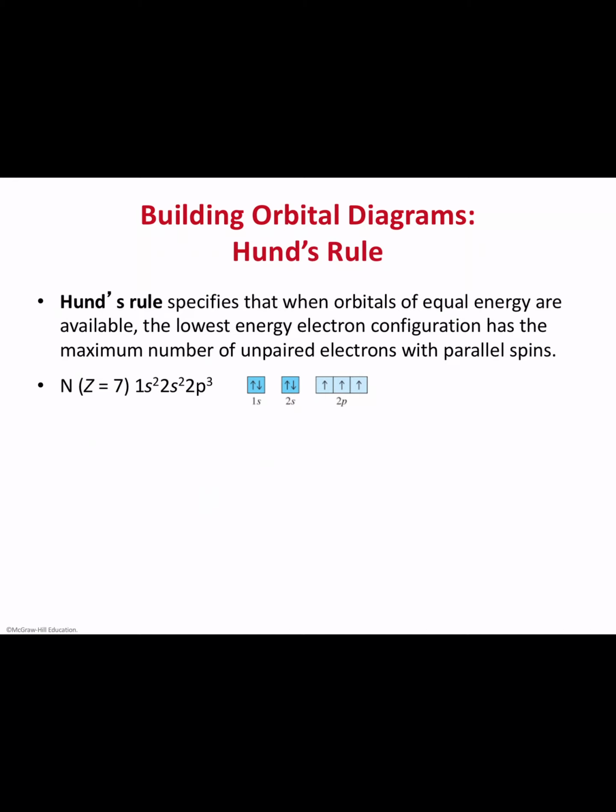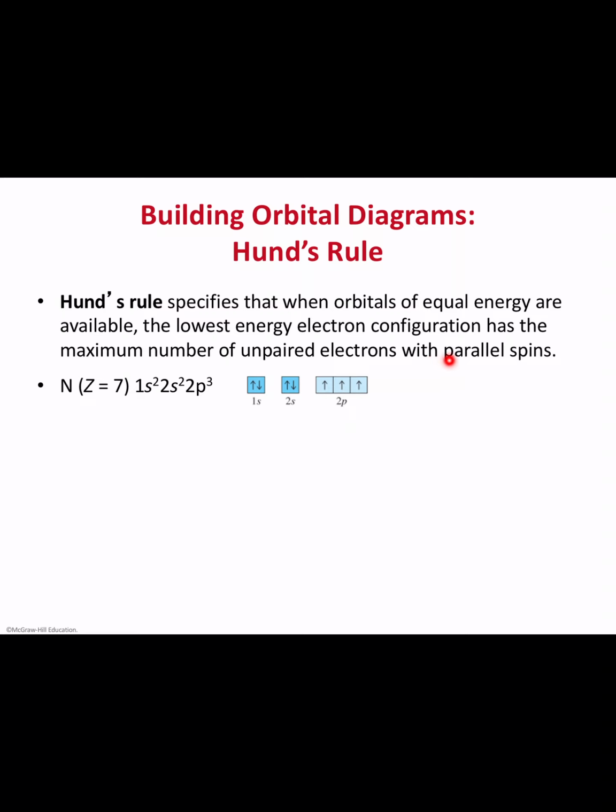Then we're going to learn another rule, which is called Hund's rule. What is Hund's rule? Hund's rule specifies that when orbitals of equal energy are available, the lowest energy electron configuration has the maximum number of unpaired electrons with parallel spins.